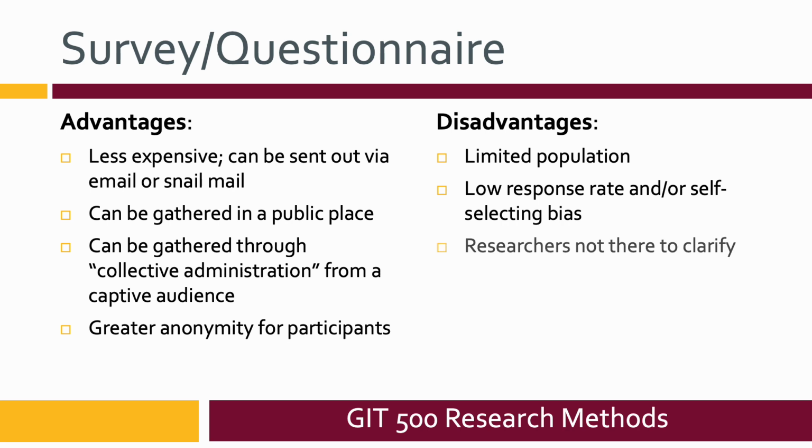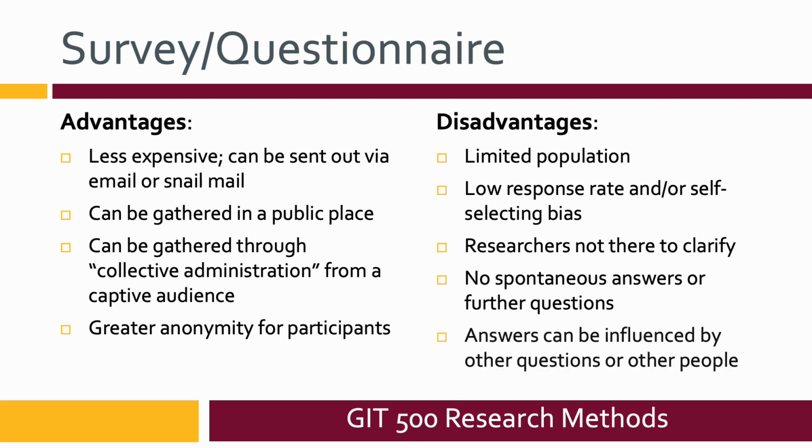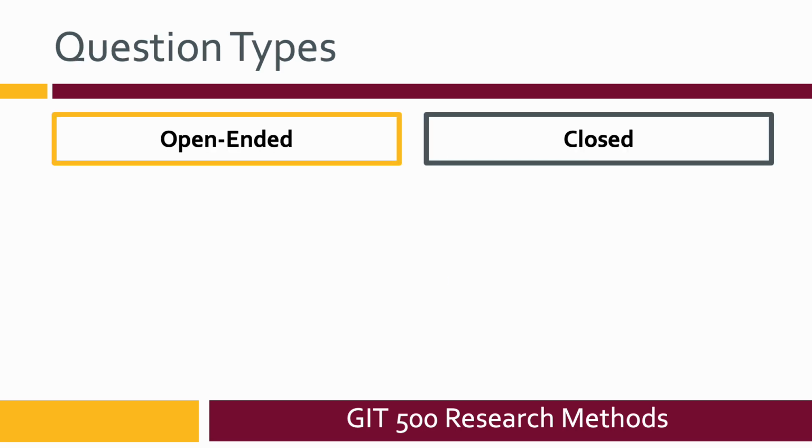the survey. The researchers can't clarify the questions. We talked about that before, and there's really no way to get spontaneous answers or ask further questions. And answers can be influenced by other questions on the survey or even other people just in the room when the participants were taking the survey.